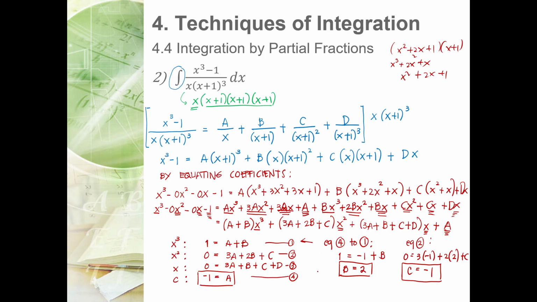Okay, so lastly is your d. So using equation 3, so 0 is equal to 3 times negative 1 plus 2 plus negative 1 plus d. So d is equal to negative 3, negative 4, negative 2, so d is equal to 2.